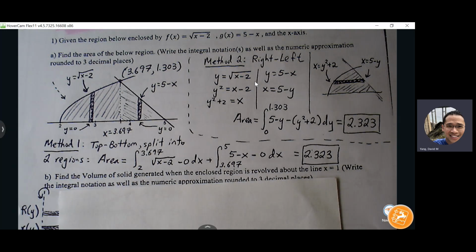This is a rotation problem, so you're going to look at your shaded region, look at your axis, and decide is it a disk or a washer method. From there, you want to decide is it top minus bottom, is it right minus left? How am I going to find the bounds? Are the bounds in terms of x or in terms of y? If it's right minus left, how am I going to rewrite my equations so that I can get those ready for my radius?